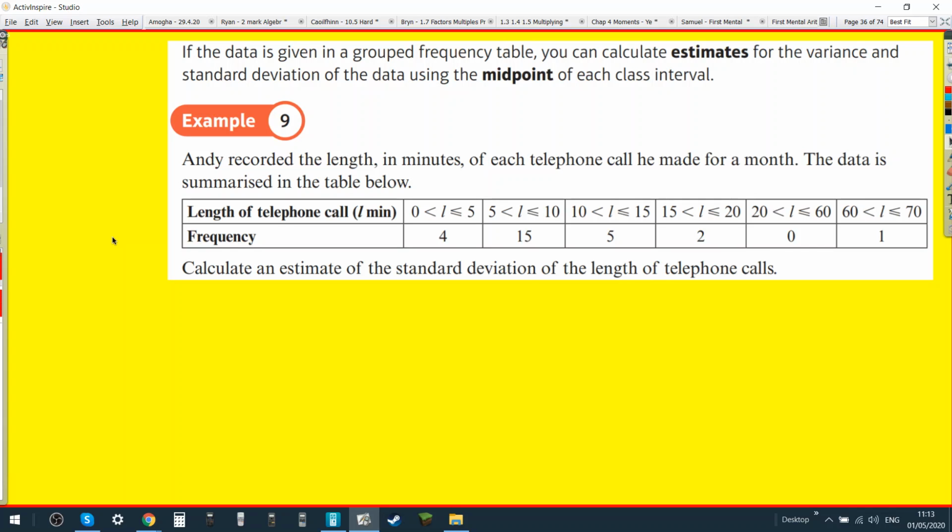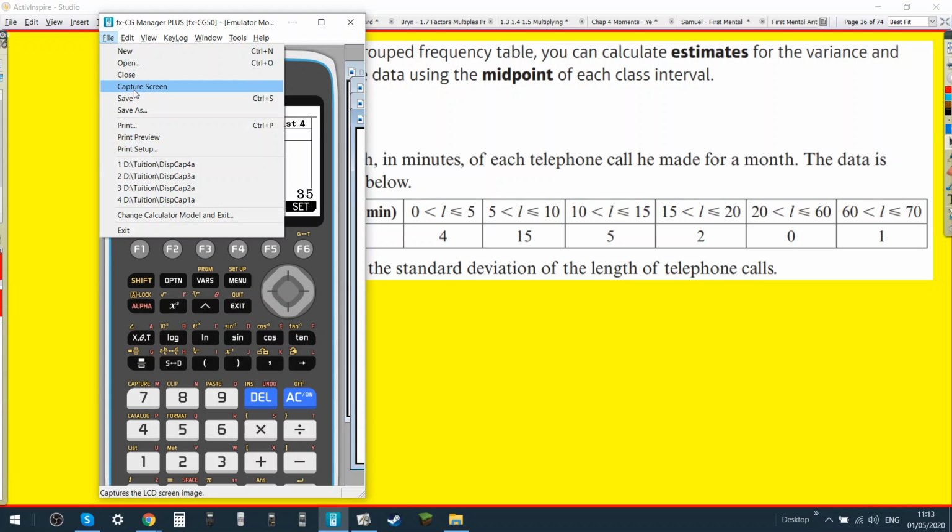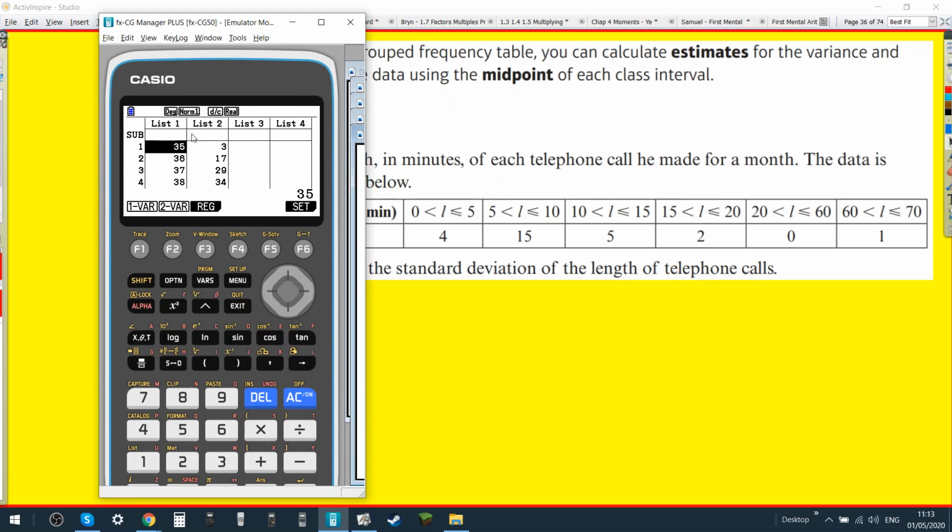Do I need to now put the length of the cell phone call at the midpoint for each one? Yep. And then with the calc, for list one, I put in all the midpoints, and then I put the frequencies in after? Yep. So what's the midpoint for the first one? 2.5. Yeah. So just do all that then.